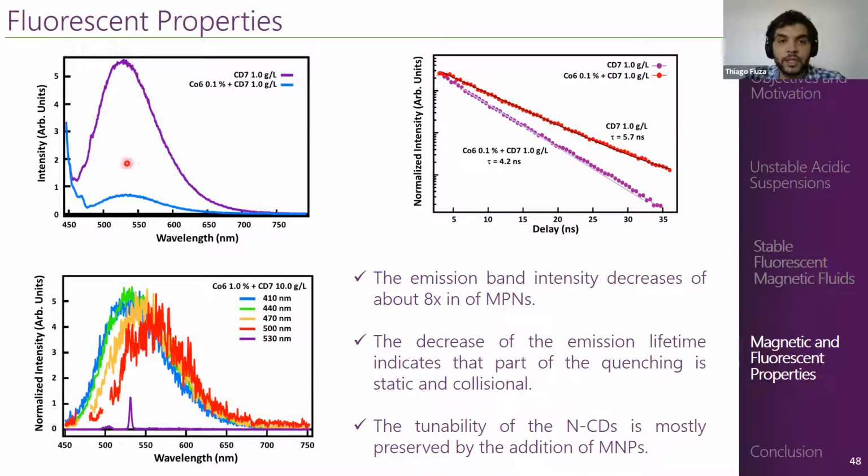As you can see here, we have a reduction of about 8 times of the intensity of the emission. This reduction of the emission is partially because the magnetic nanoparticles are absorbing the excitation radiation, but we also have a quenching effect, as we can see here by time-resolved measurements. We can then determine the contribution of the quenching, which can be static and collisional. Regarding the tunability, which is the ability of these fluorescent nanoparticles to change their emission due to the change of the excitation radiation, it is preserved.